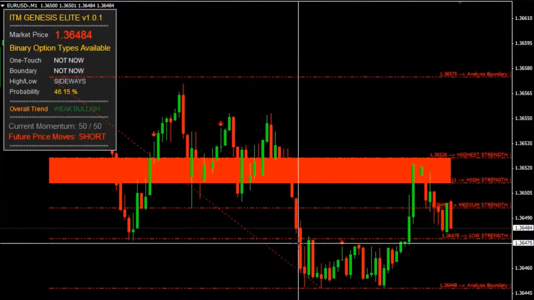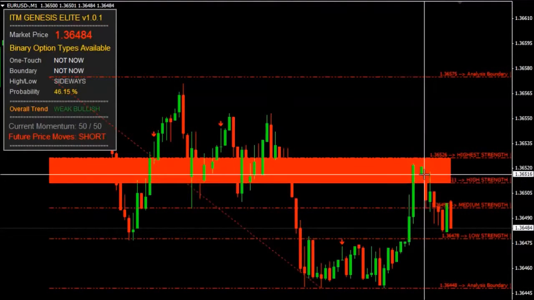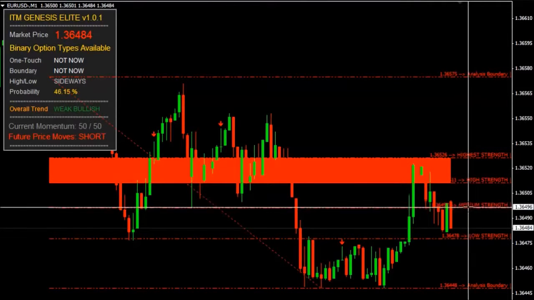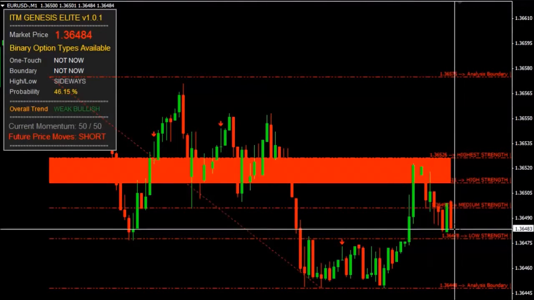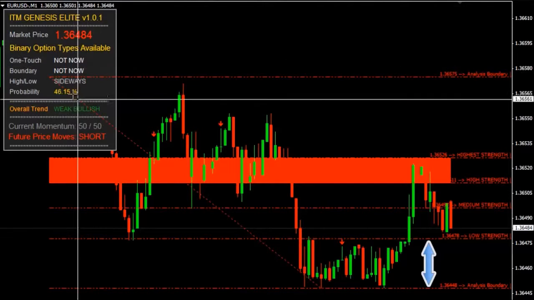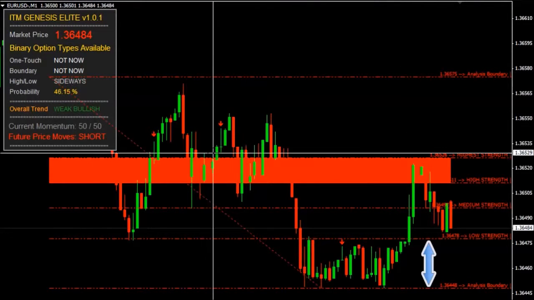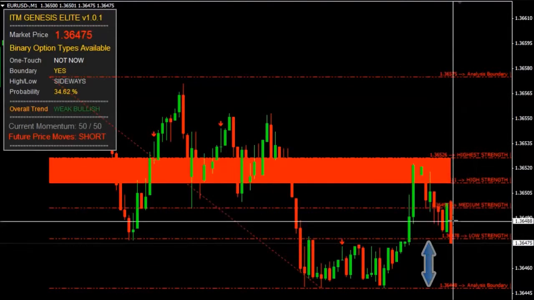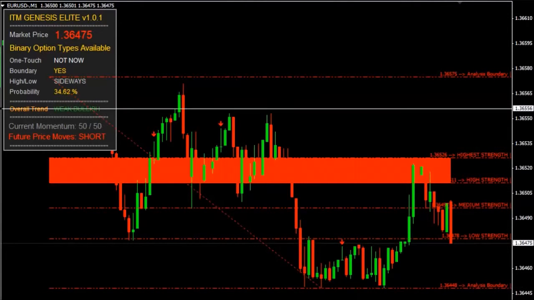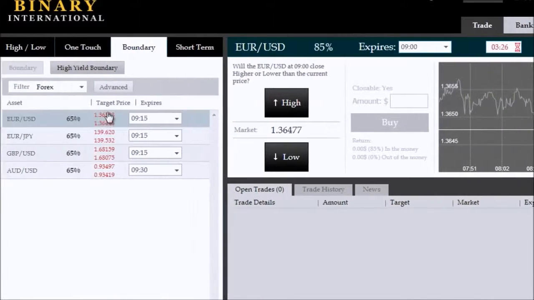Good morning. We're on the Euro USD today, looking at price heading down towards the low strength and analysis boundary bracket. Now, normally when price enters this bracket, Genesis Elite will show you a boundary option possibility, at which point you can take an outside boundary trade. But what happens when boundary trades are not available on the platform?